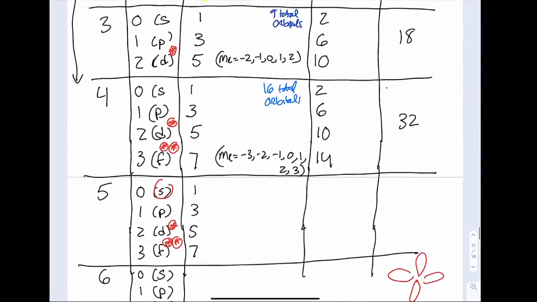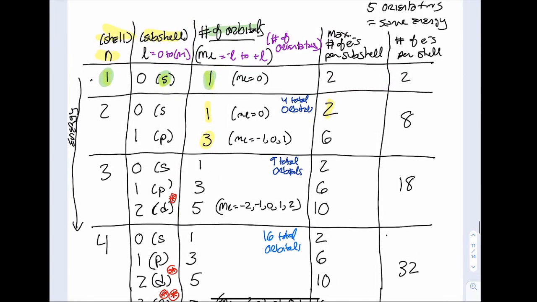Going back up to our table, my next one, 2s, and again, I'm going to draw one line because there's one orbital. And let's actually do the next one. After 2s, I'm going to have 2p, and then I'm going to draw 3 lines because there's 3 orbitals. And they have the same energy, so I'm going to draw them right next to each other.